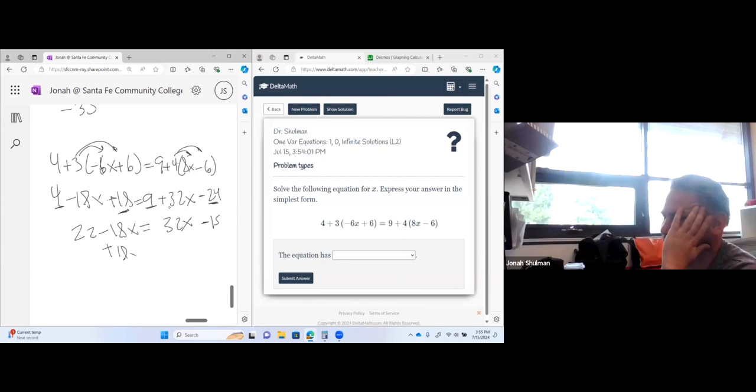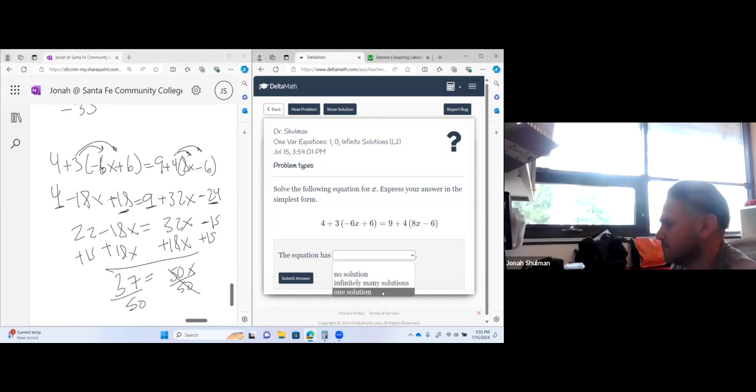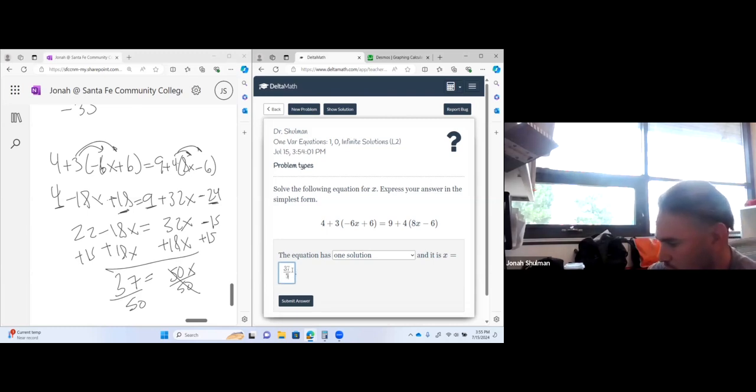I'm going to just add the x, even though I don't like doing that, just to keep things positive. So that's 50x. And we're going to add 15 to both sides. That's 37 equals 50x. And that's your final answer, 37 over 50. So it has one solution. And the solution is 37 divided by 50. This is a hard one. If you struggle with this one, that's okay. Just skip it.